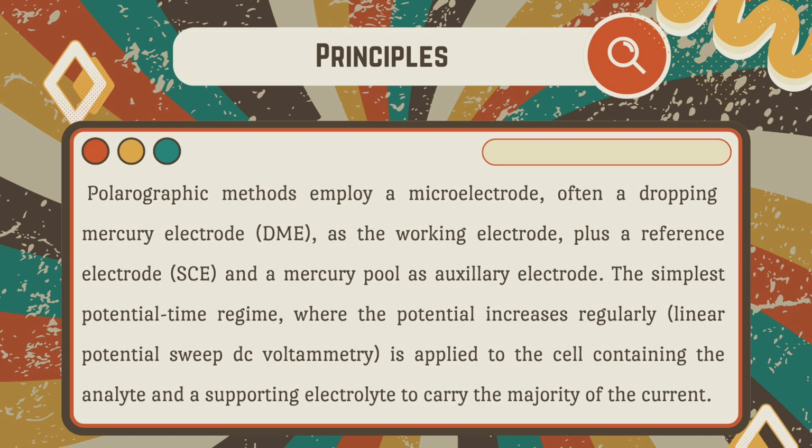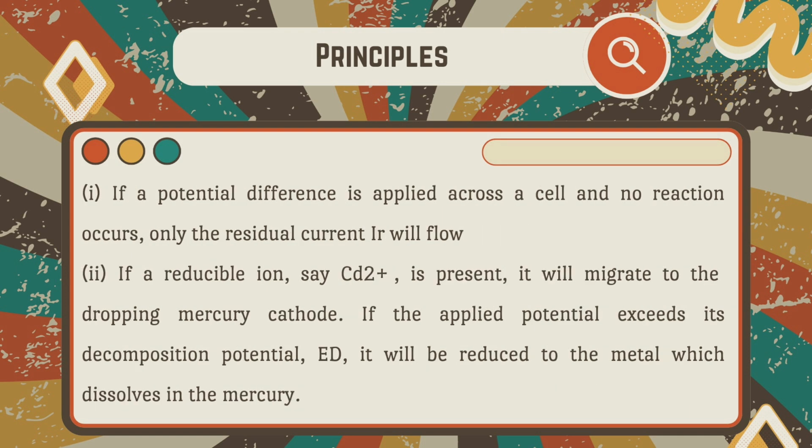The resulting polarographic curve shows three regions. Number one, if a potential difference is applied across a cell and no reaction occurs, only the residual current will flow. Number two, if the reducible ion is present, it will migrate to the dropping mercury cathode. If the applied potential exceeds its decomposition potential, it will be reduced to the metal, which dissolves in the mercury.